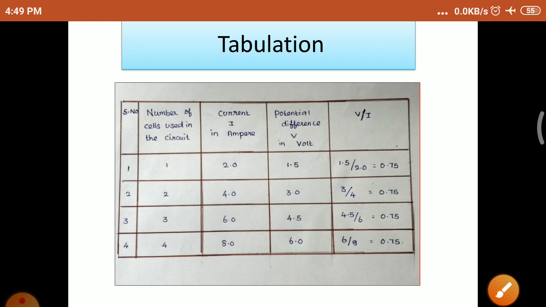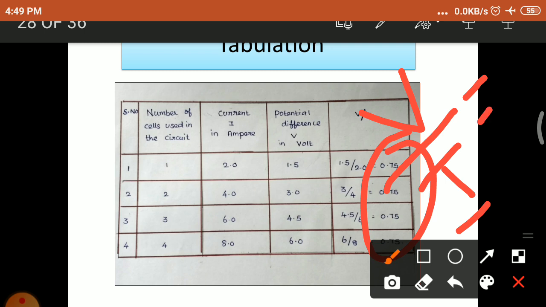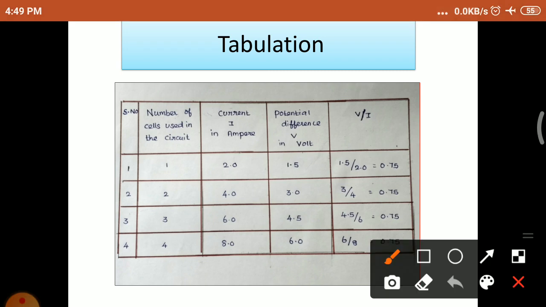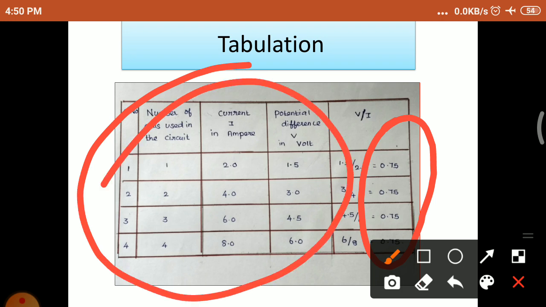At the last, I got 0.75. So V by I equals a constant. From this I can say that V by I is constant. Why am I saying that it is constant? Because I get the constant value for all the readings. Whatever the value of the reading, I get the V by I value as constant. Dear students, please check whether it is correct or wrong.